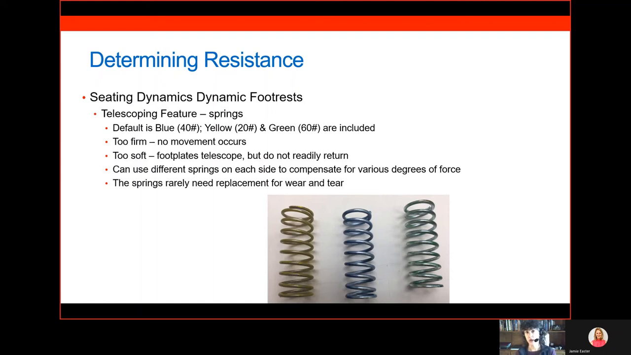Now, the springs are used in the telescoping mechanism. So at this time, in determining which spring to use, we're considering only that telescoping movement. So if we're not seeing the telescoping movement at all, try a softer spring. If the client is moving and not readily returning, try a firmer spring. You can also use a different level of resistance on each side because many of our clients do tend to extend, use more force on one side of their body than the other. And fortunately, these springs don't wear out really easily. It's pretty rare for these to need replacement.